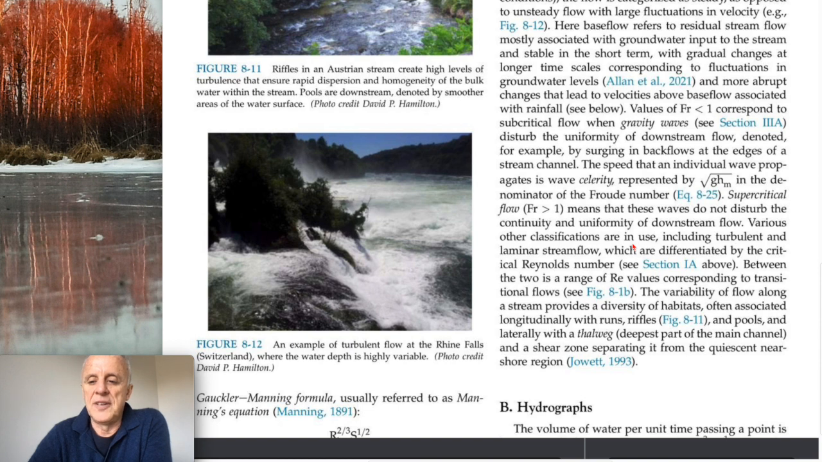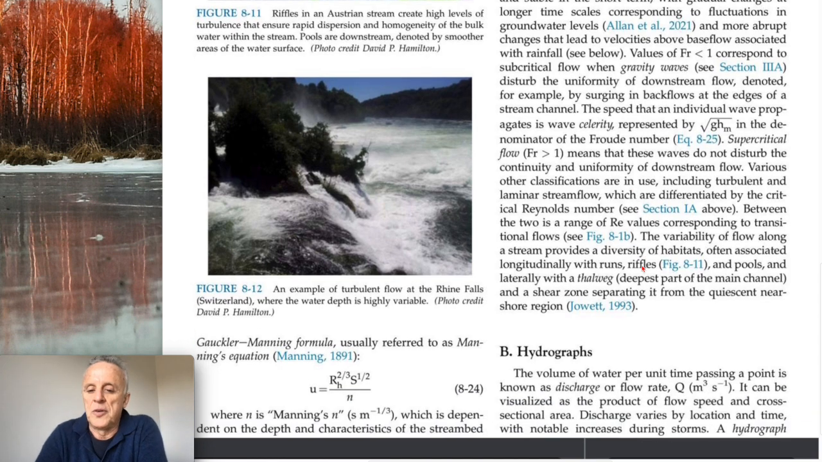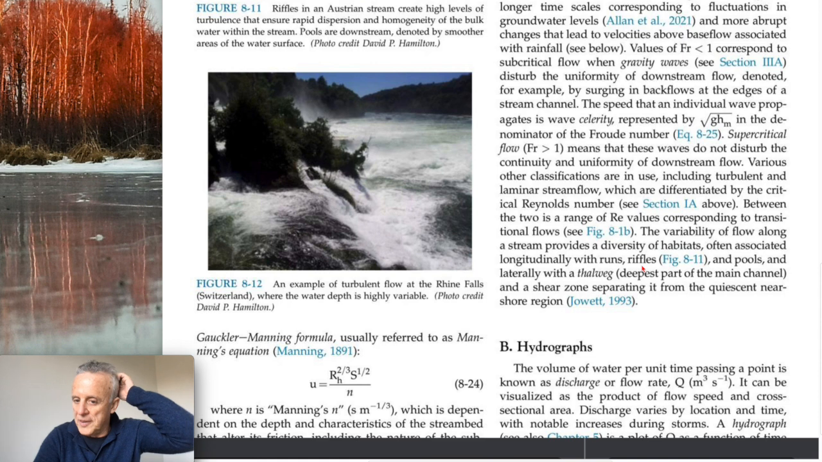Values of FR less than 1 correspond to subcritical flow, when gravity waves disturb the uniformity of downstream flow, denoted, for example, by surging and backflows at the edges of a stream channel. The speed at which an individual wave propagates is wave celerity, represented by the square root of g times hydraulic mean depth in the denominator of the Froude number. Supercritical flow, FR greater than 1, means that these waves do not disturb the continuity and uniformity of stream flow, downstream flow.